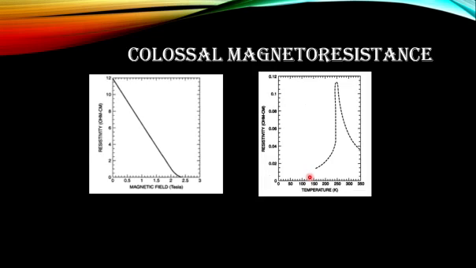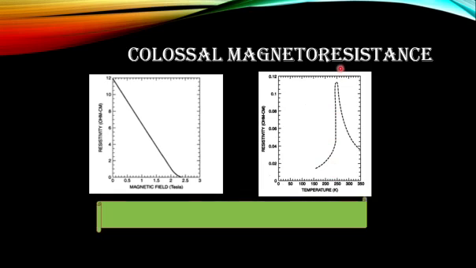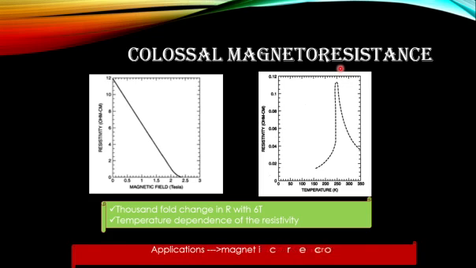So here you can see initially, whatever be the resistance, a high increase or decrease in resistance is felt when you go for colossal magnetoresistance. Here also you can see as the temperature reaches up to 250, which means near room temperature, resistivity is high at the room temperature value. So there is a 1000-fold change in resistance with magnetic field. There is a temperature dependence of the resistivity.